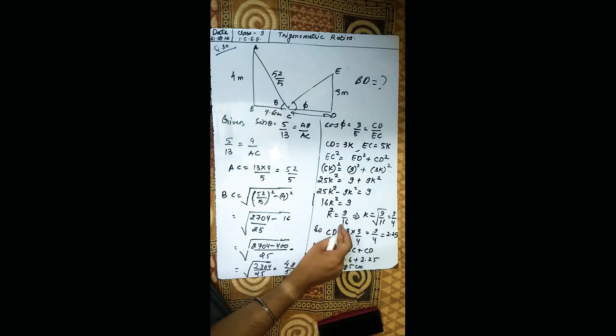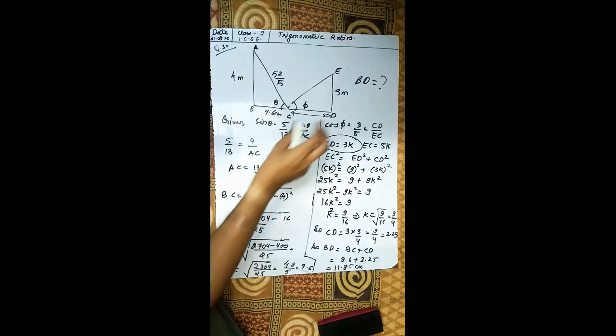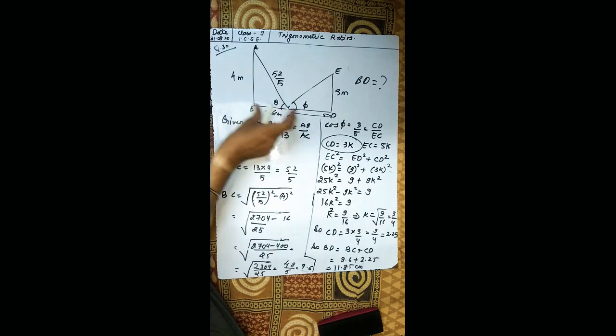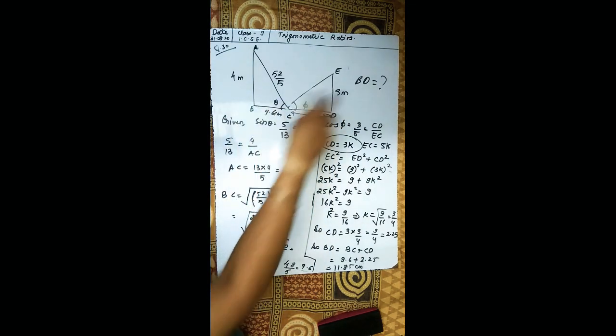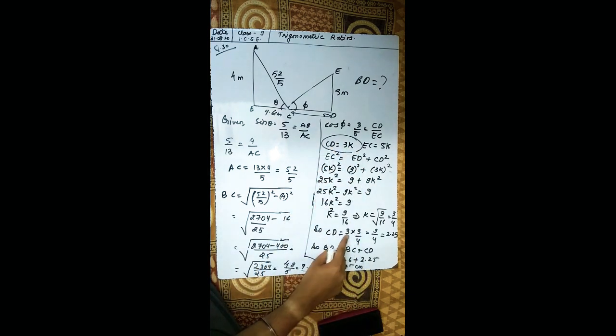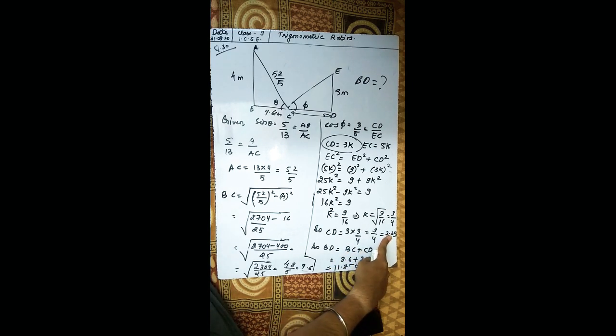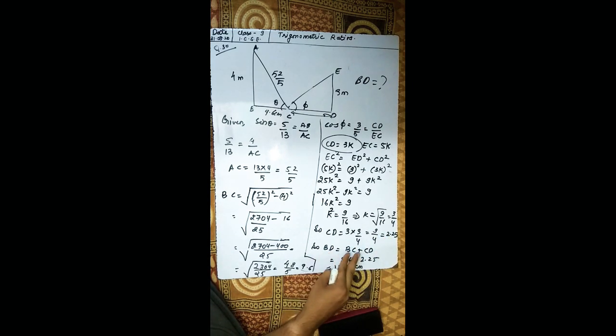K square equals 9 upon 16, or K equals under root of 9 upon 16, which is 3 upon 4. Now we only need CD, because on finding BC, if we get CD, then we'll add it and get BD. That is why we just take CD. CD is 3 into K, so 3 into 3 upon 4, that is 9 upon 4, which is 2.25. So finally BD is equal to BC plus CD. BD is 9.6 and CD is 2.25. So 11.85 is the final answer.